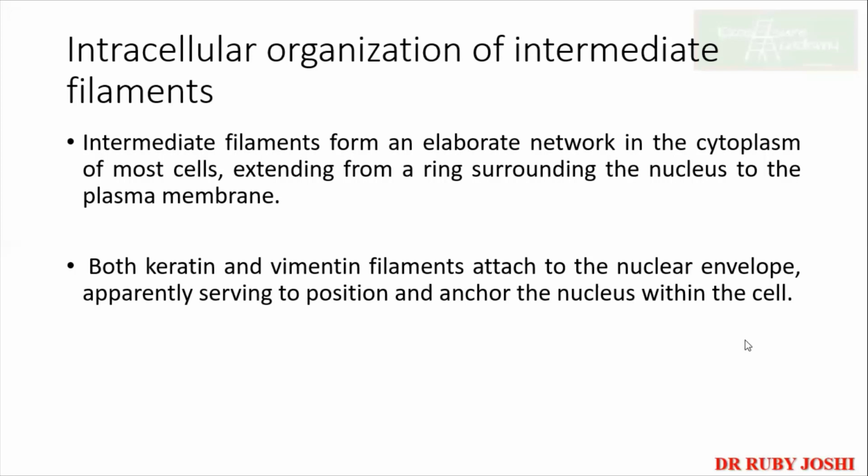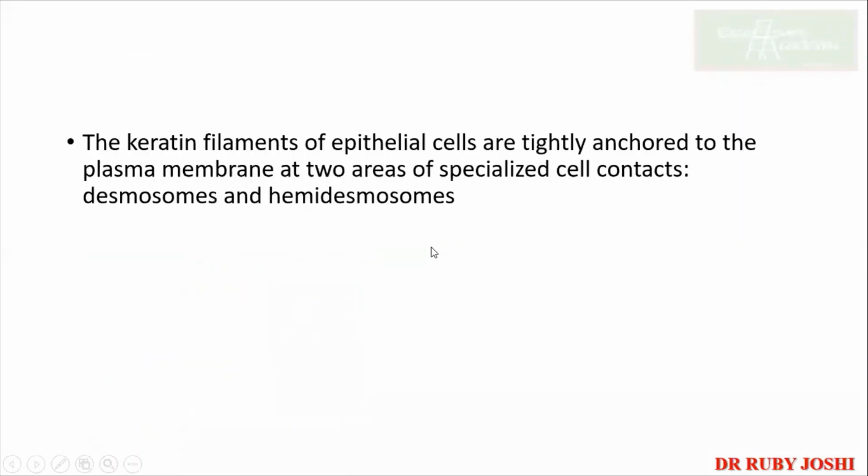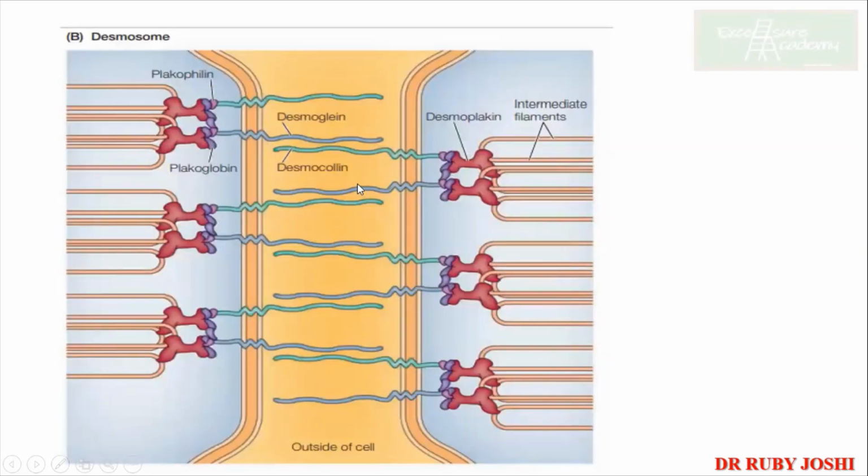Okay. So this is again the antibodies used against the keratin filaments over here, and you can see that the entire place it is present. This is of the epithelial chain. Okay. So the keratin filaments of epithelial cells are tightly anchored to the plasma membrane at two areas of specialized cell contacts known as desmosomes and the hemidesmosomes. Okay, अब यहाँ से थोड़ा complicated होगा. So here also it is just the introduction. Okay, desmosome and hemidesmosomes. We will be doing this in detail in the upcoming lectures.